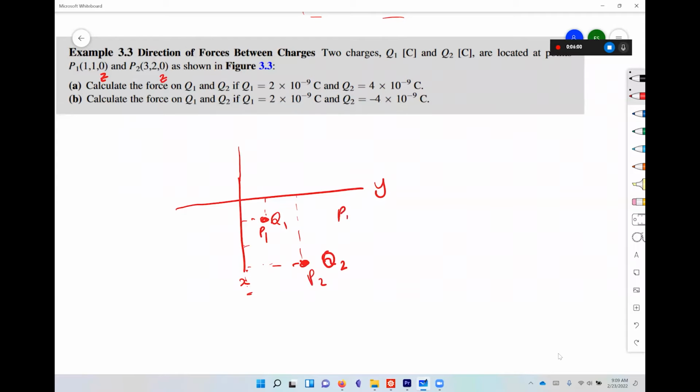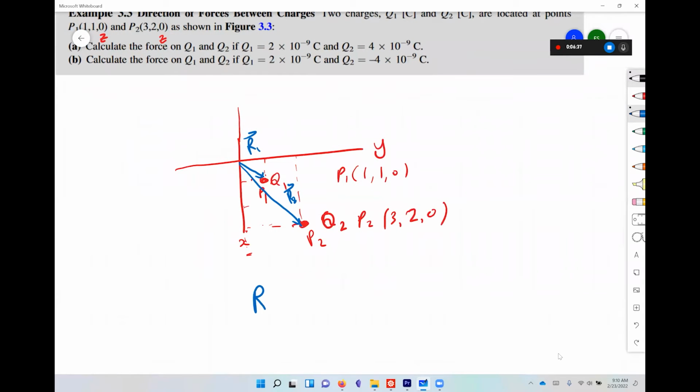So P1 is 1, 1, 0. P2 is 3, 2, 0. So I can represent the position vectors here. I can represent R1 and R2 easily here because it is a Cartesian system, right? The bases are constant everywhere. We said last time, if it was anything other than the Cartesian system, whenever you're dealing with position vectors, it's always best to stick with the Cartesian system. So R1 is going to be 1x hat plus 1y hat. R2 is going to be 3x hat plus 2y hat.